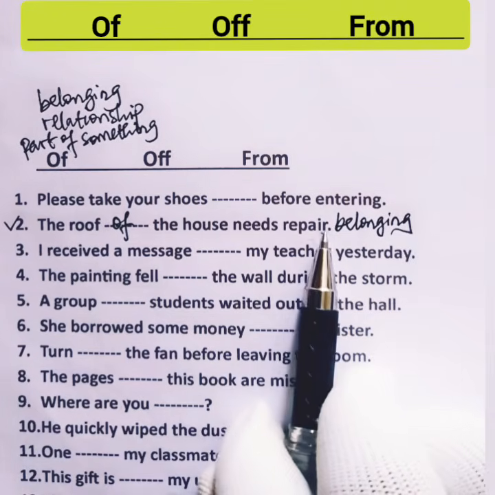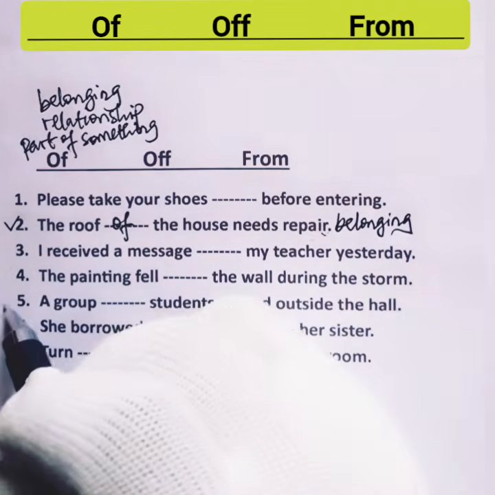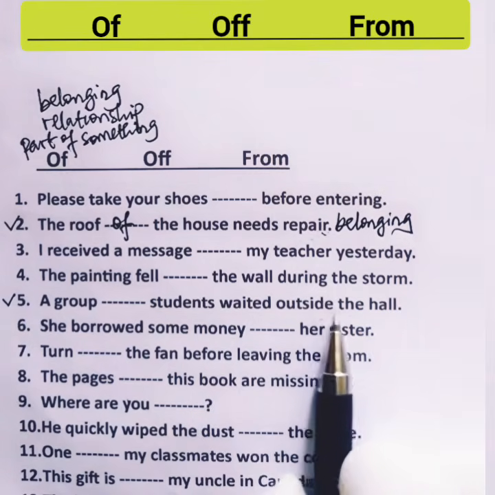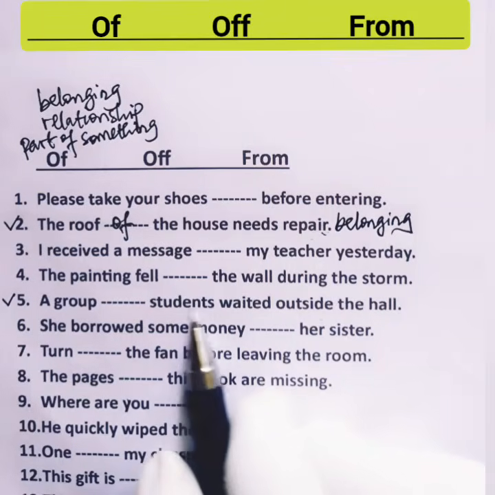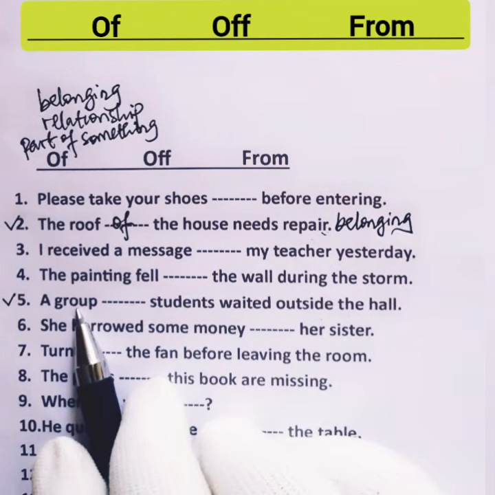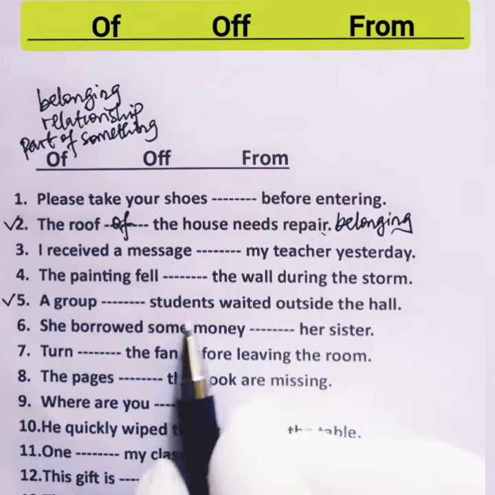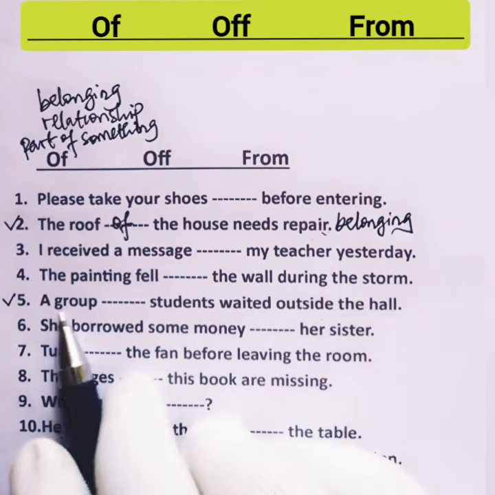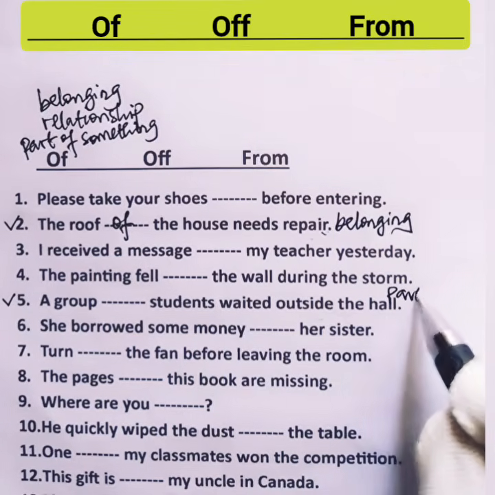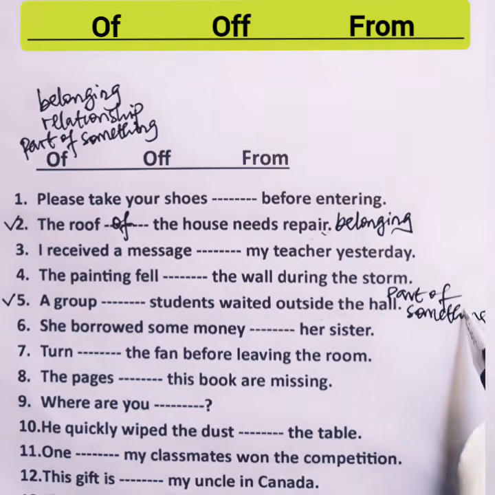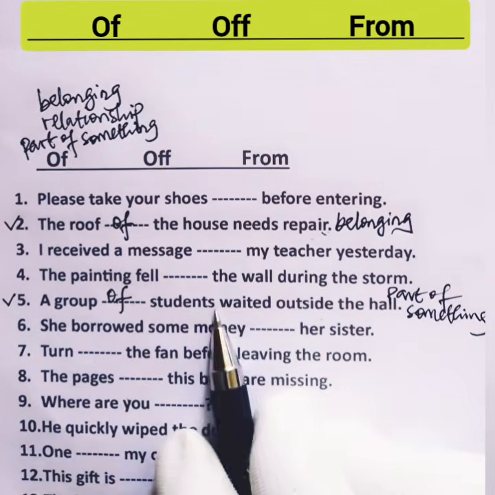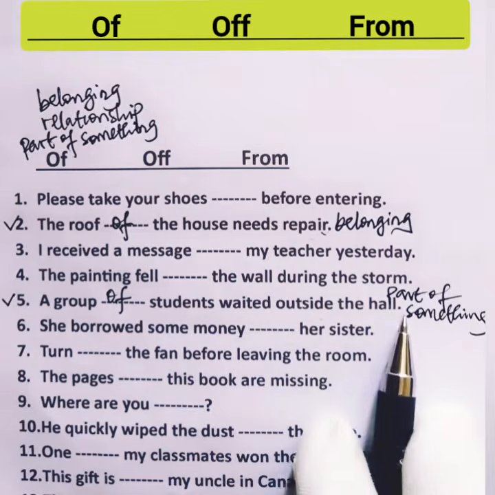The next is number 5. A group blank students waited outside the hall. Here we are talking about part of something. We have a group here and we have students. Students are in a group. So this is about part of something. So of is correct here. A group of students waited outside the hall.